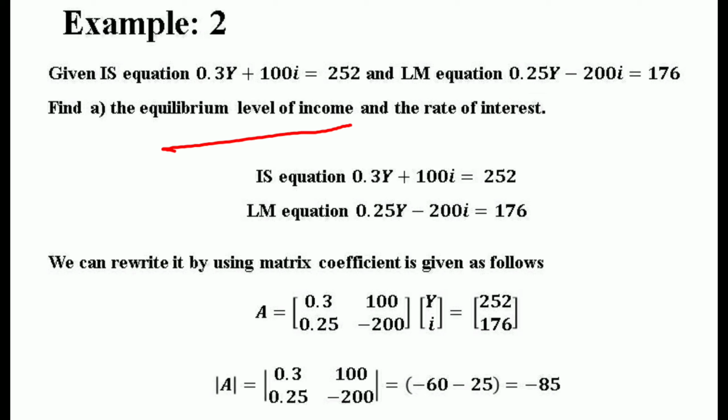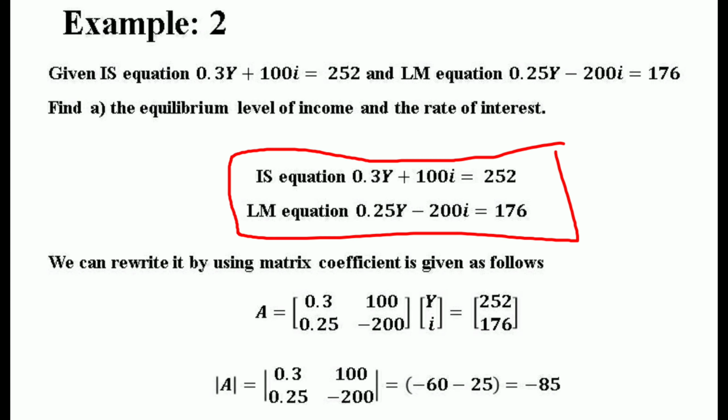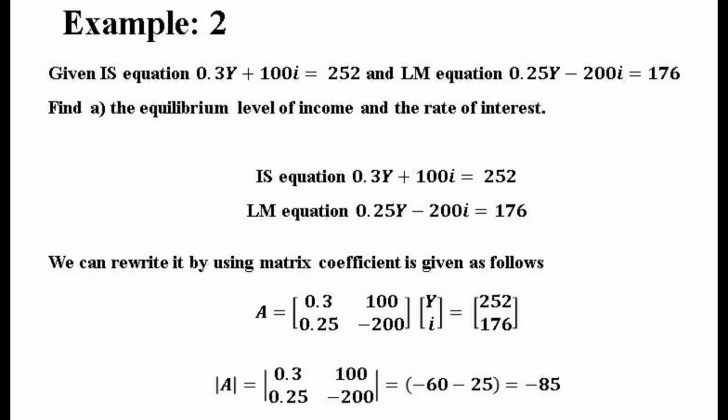Here y is the level of income, the equilibrium level of income, and i is the rate of interest, the equilibrium rate of interest. So here we have two equations and two unknowns. The two equations are, first, the IS equation and second, the LM equation, and the two unknown variables are y and i. Now the first step is to rewrite the above equations in the form of AX is equal to B, where A is the coefficient matrix, X is the variable matrix, and B is the constant matrix.